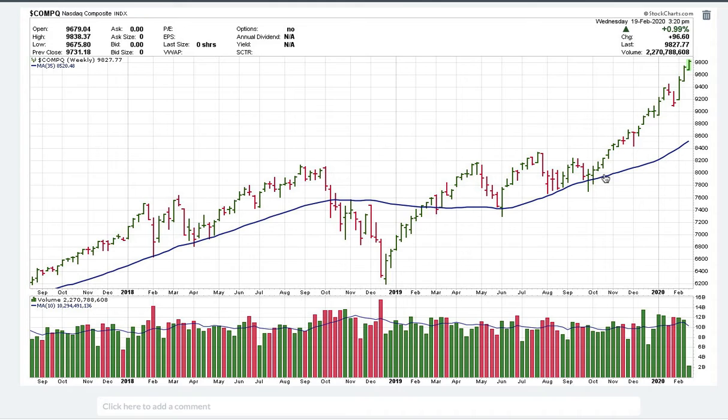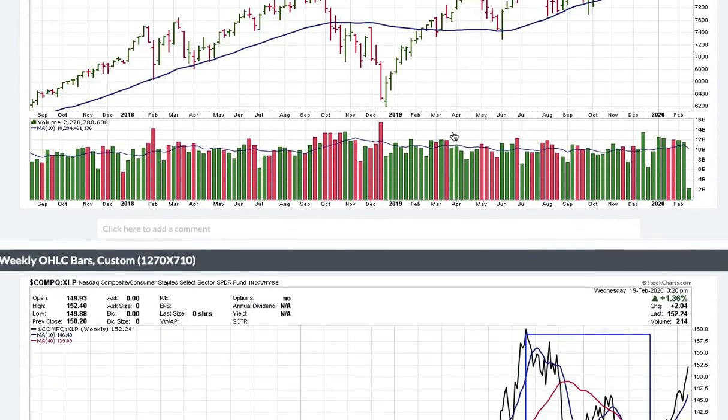Now, if we look at it on a weekly basis, pretty much the same story, but we're only looking at one moving average, which is the 35-week moving average. That is in a strong uptrend. The index itself is in a strong uptrend. This is a bull market.